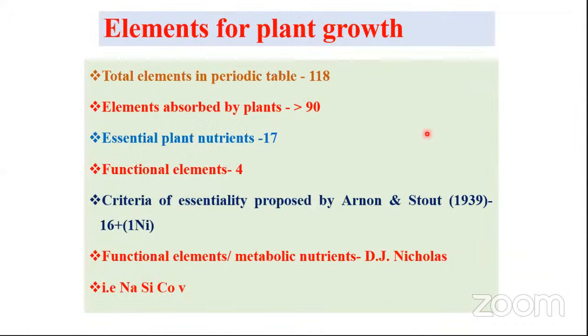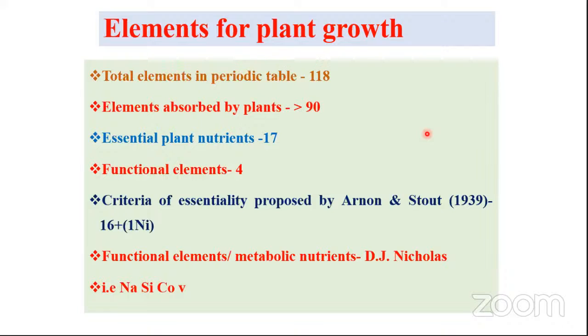Totally, students, for plant requirement, how many elements are there in the periodic table? Recently more elements were added, more than 120, not 18. The elements absorbed by plants are less than 90. Essential plant nutrients are around 17, and the very essential ones are around 7. In that, functional elements are around 4.